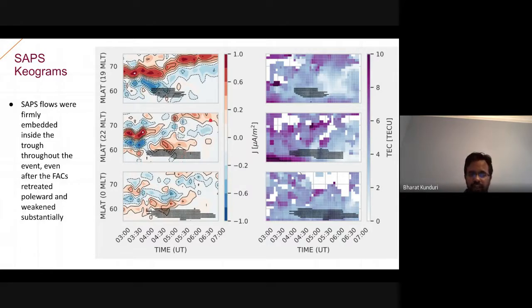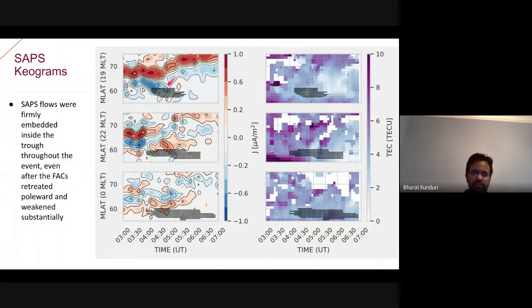The left plot is a keogram representation of AMPERE field aligned currents. The vectors here show SuperDARN SAPS flows. The right part is TEC units, it's GPS TEC data alongside SAPS flows. So at 19 MLT, SAPS flows are co-located with the region 2 current system.